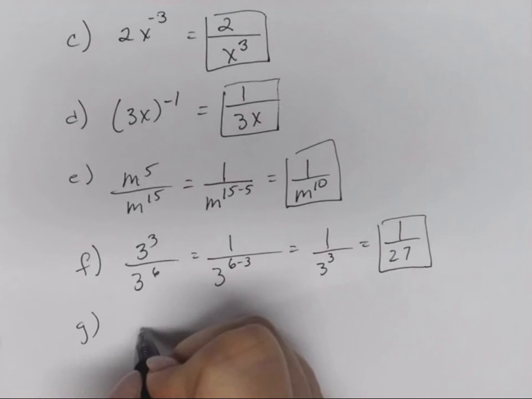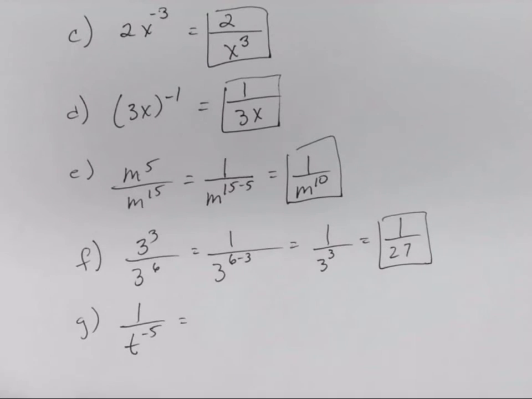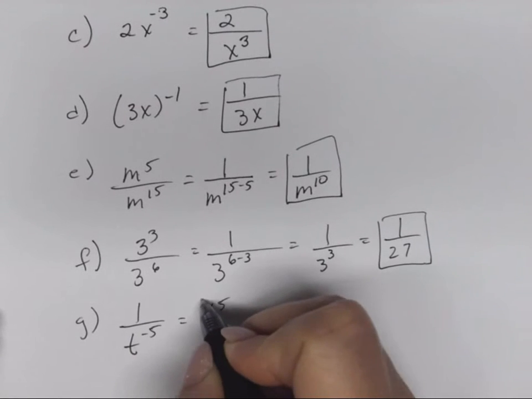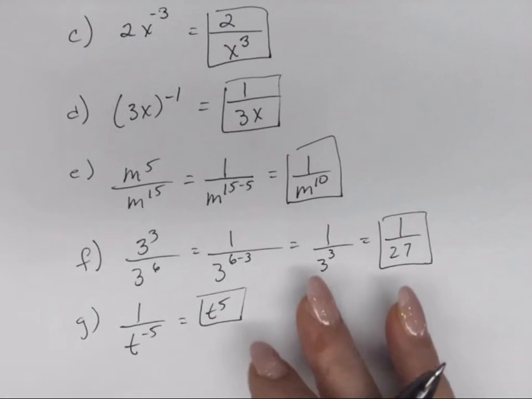All right, if we have 1 over t to the negative 5, well, this is kind of going the opposite way. I still want to write it with the positive exponent. So here, this has to come up to the top. So it'll be t to the 5th would be your final answer. You're going to move it one way or the other, whichever way will get you the positive exponent. All right, so here again, we're writing with positive exponents.